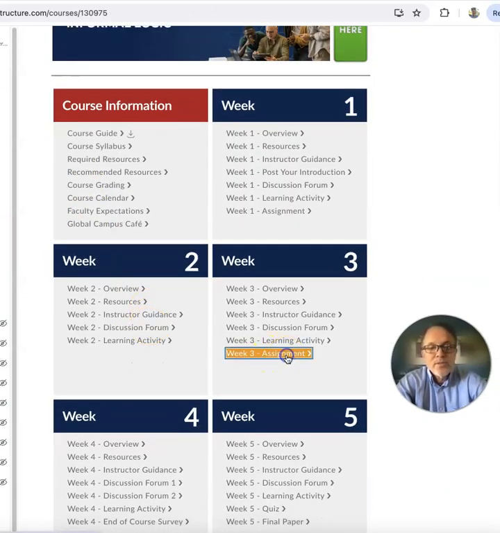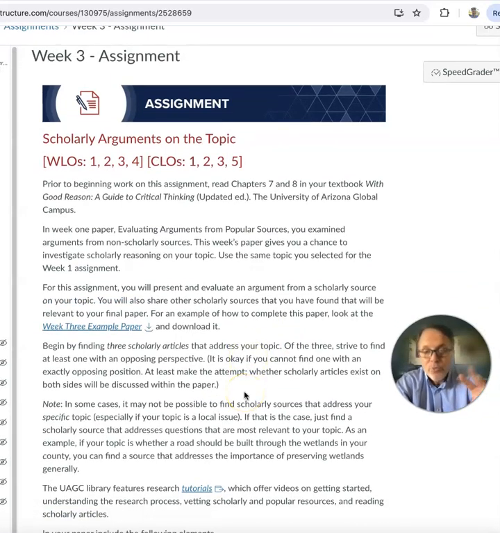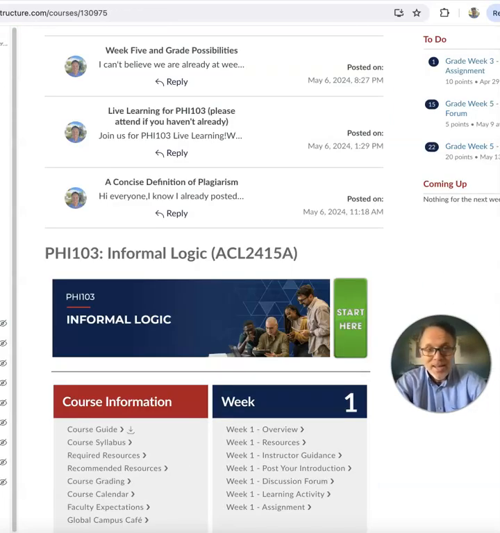Week 3 also has an assignment. This one is about scholarly arguments. So you're going to find 3 scholarly sources on your topic and summarize them, and then focus in on one of those sources and present the argument and evaluate that.